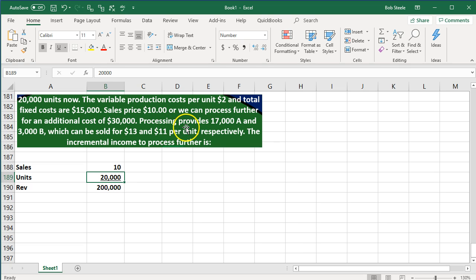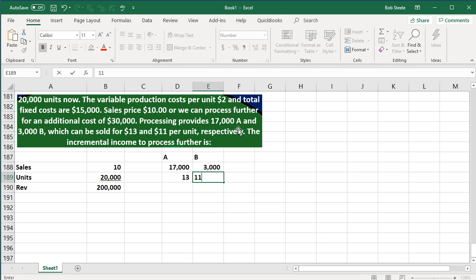So to process further, we would have two products that we're going to end up with. Yeah, and I think this is what they're trying to say here, right? We could sell these 20,000, or we can process further to product A and B. So A and B product, and we're going to have 17,000 of A. We're going to have 3,000 of B. We can sell them for $13 A and $11 B, or 13 and 11 respectively.